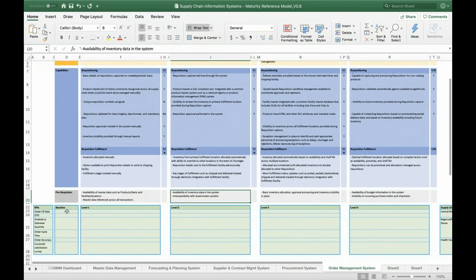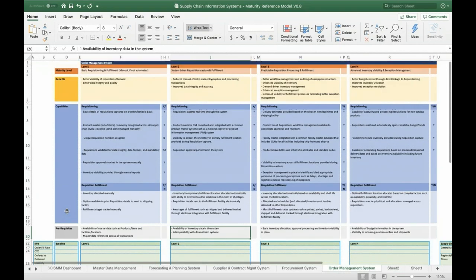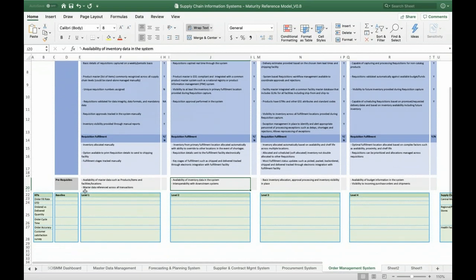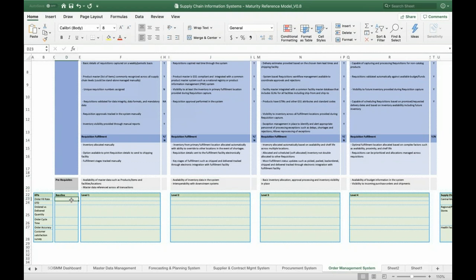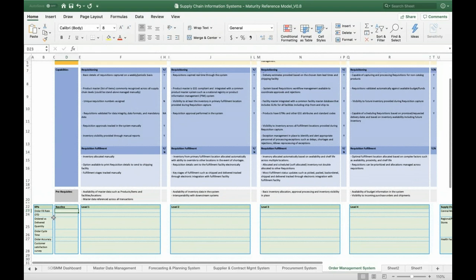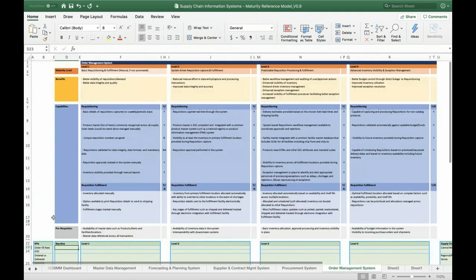And down below, you can see that we also identified some of the common KPIs that are applicable across these different supply chain functions. Again, this is so that when a country or an organization starts looking at different supply chain information system areas, they can baseline where they stand today. And as they plan to move from one level to another, as they plan to make improvements to their information systems, they can keep track of where they were when they started. And then as they move to the next level, they can see what improvement they gained. So this helps them track some of these key performance indicators.